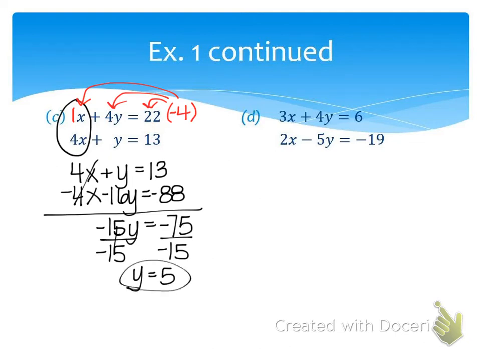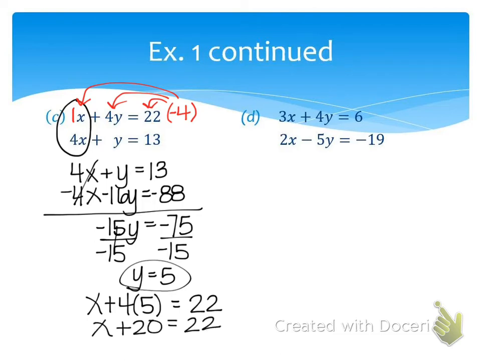Now, I've got 5 for y. Which equation do you want to plug it into? We're going to plug it into the first one. So x plus 4 times y, which was 5, equals 22. X plus 4 times 5, which is 20.